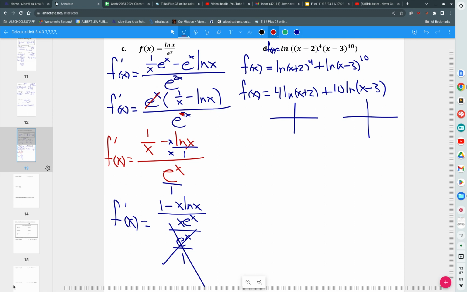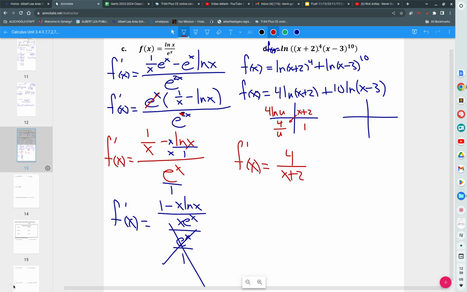And what sits on the inside is x plus 2. So what's the outside? 4 natural log of u. And so the derivative of 4 natural log of u is 4 over u. And the derivative of x plus 2 is 1. So you get f prime of x is equal to 4 over x plus 2.